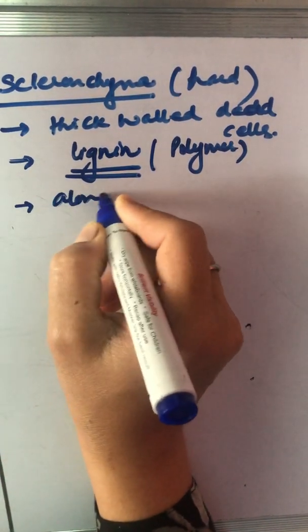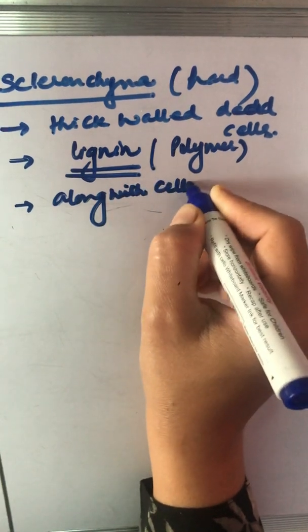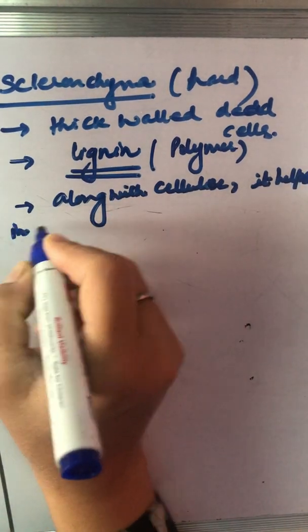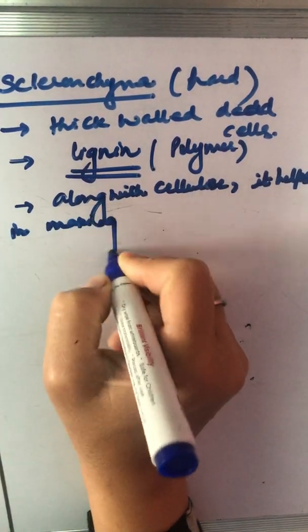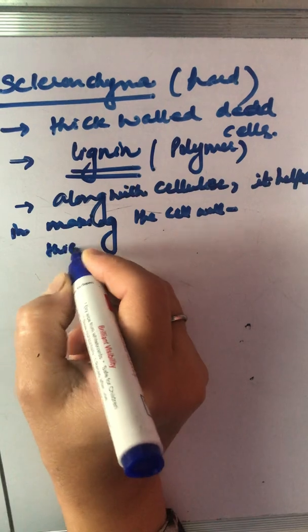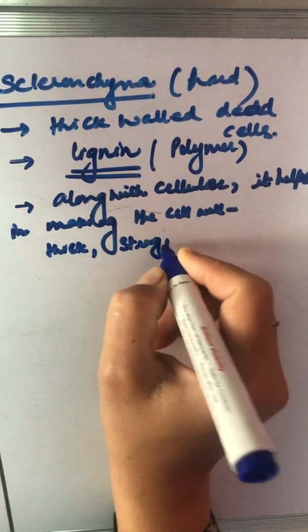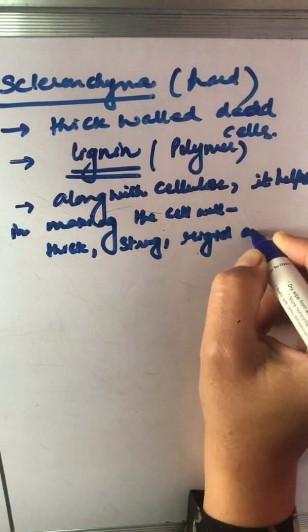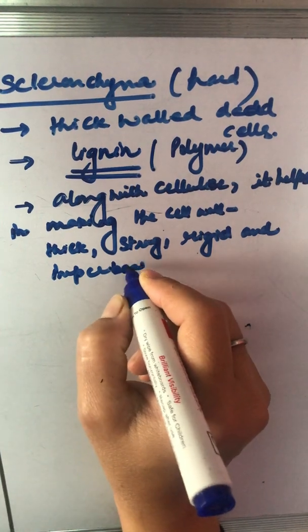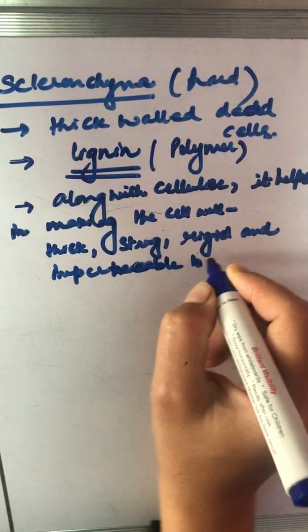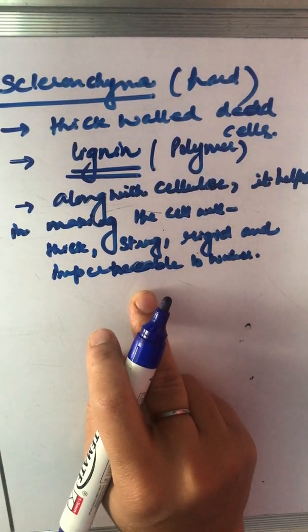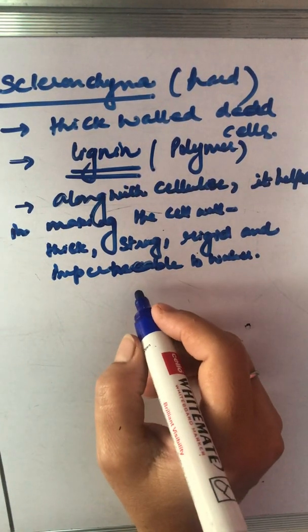So along with cellulose, it helps in making the cell wall thick, strong, rigid and impermeable to water. See, if thickenings are present, what will happen to the cavity? Obviously, the cavity will become narrow.